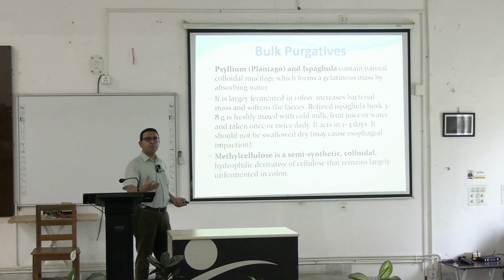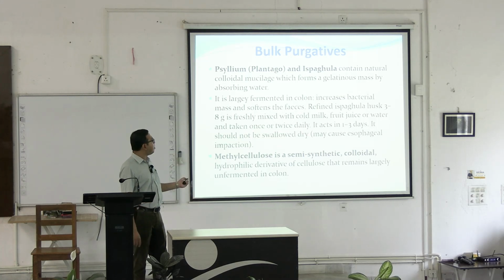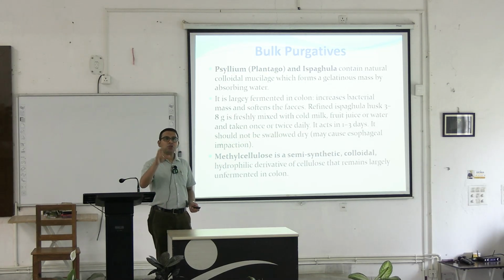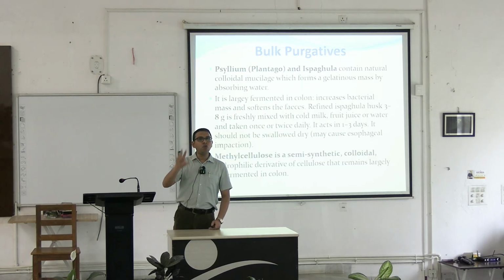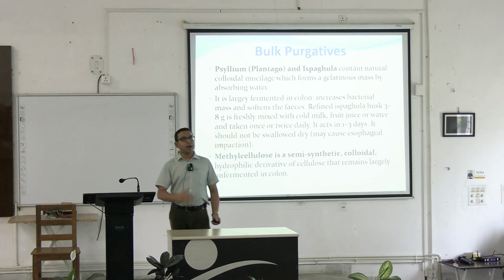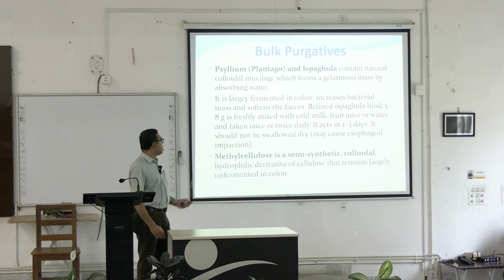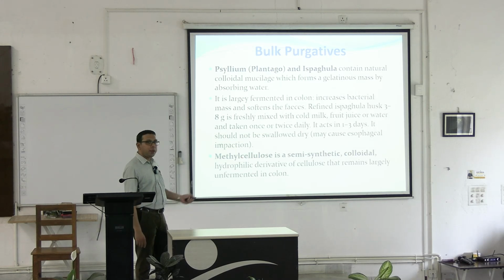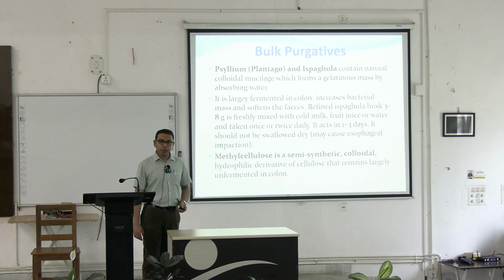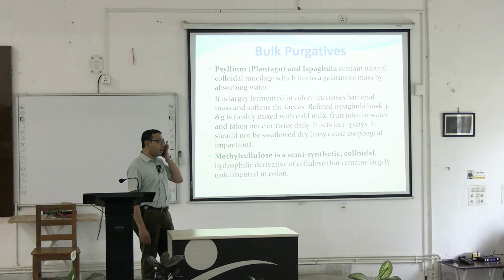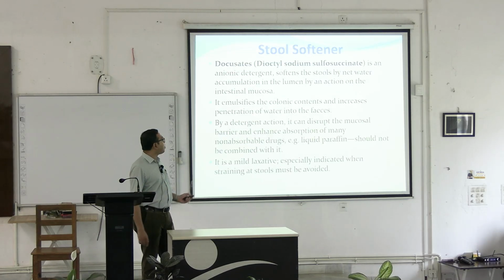Isabgol husk is very commonly used, by many elderly persons. 3 to 8 gram is freshly mixed with cold milk, fruit juice or water, usually taken once or twice daily. It usually acts in 1 to 3 days. It should not be swallowed dry. So Isabgol husk, bran or methylcellulose should be mixed with milk, water or fruit juice. Usually the patient is asked to take it at bedtime. If there is more constipation, it can be taken twice daily, at noon as well as at bedtime. Methylcellulose is basically a semi-synthetic colloid and hydrophilic derivative of cellulose that remains largely unfermented in the colon. So these are the different bulk purgatives.